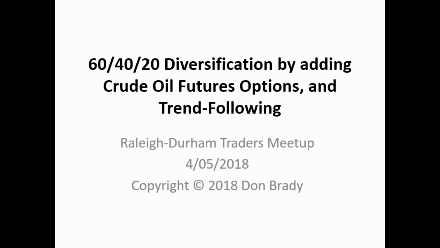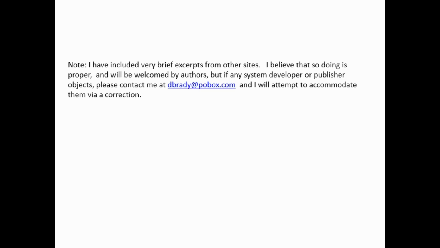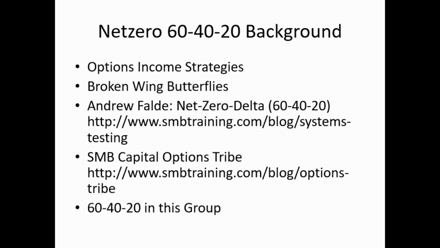60-40-20. Andrew Faldy has given a whole series of talks on his invention, which is the 60-40-20 strategy. And it's been very popular here in the group. So we have a number of members trading it. And it's something of a focus in this group. It's a broken wing butterfly, and it falls in the general category of option income strategies.